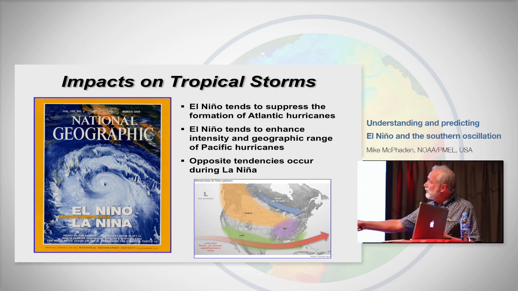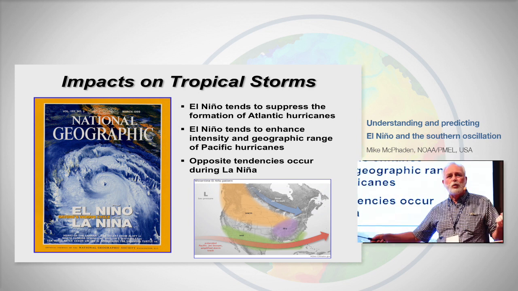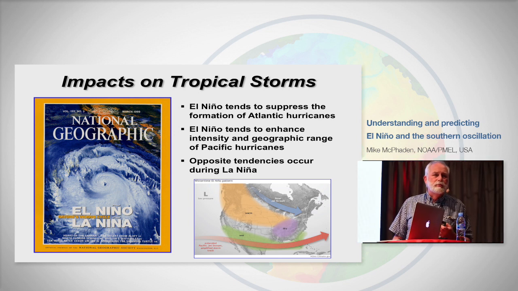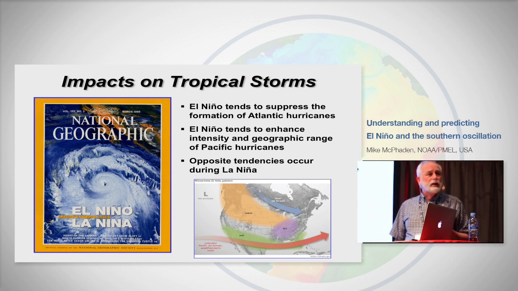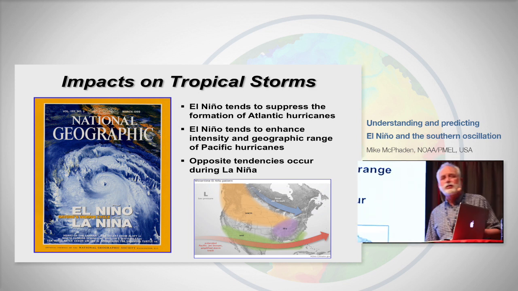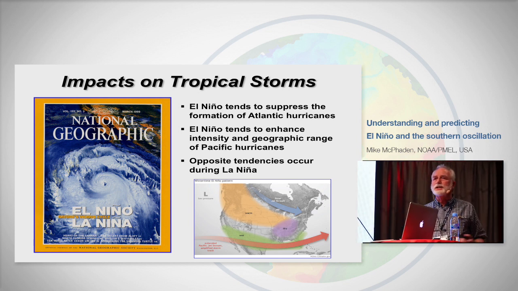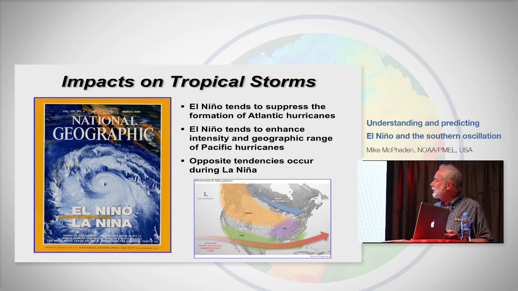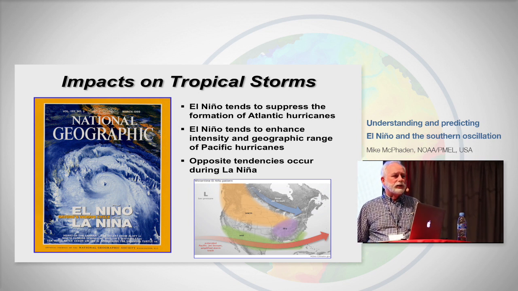The opposite thing happens in the Pacific, though, because there's so much warm water. Tropical storms like water that's 26.5 degrees Celsius or warmer. And so during an El Nino, you've got a lot more warm water. So you get more intense storms, and they range over a larger geographical area. And then the opposite tendencies occur during La Nina. You get more tropical Atlantic storms and fewer tropical Pacific storms.